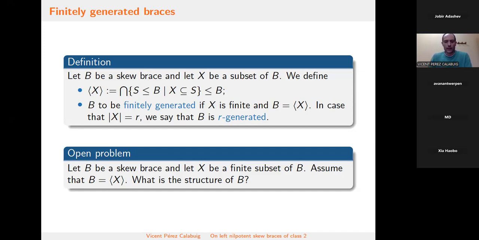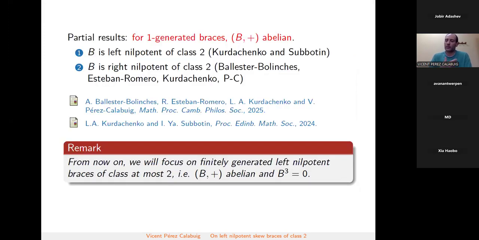Indeed, we only have some partial results in the case of one-generated braces. So if B is a one-generated brace, which means that the additive group is abelian, we have some partial results in the case of B being left nilpotent of class 2. This was given by Kurdachenko-Subotin, and also we have a characterization of the structure of one-generated braces if B is right nilpotent of class 2. This also was given in a joint work with Ballester, Bolinces, Esteban Romero, and Kurdachenko.